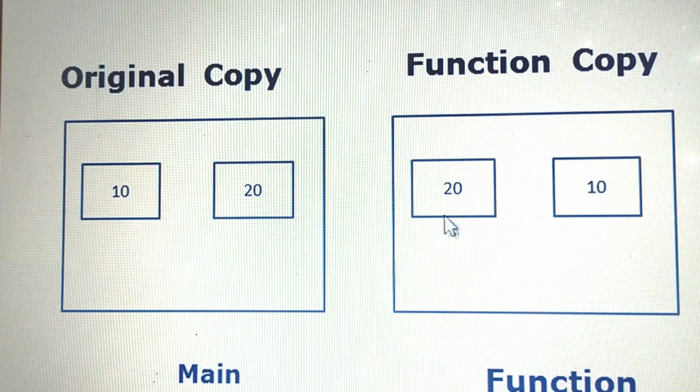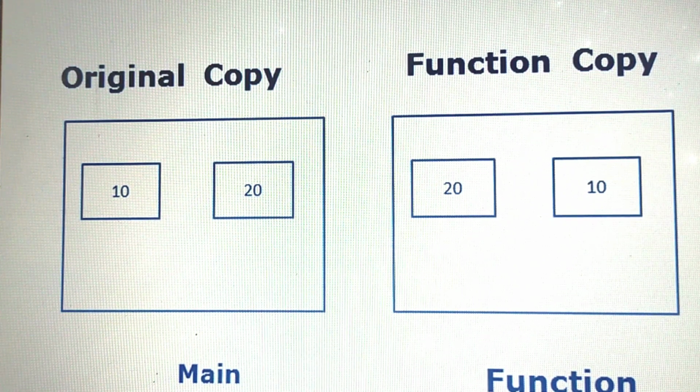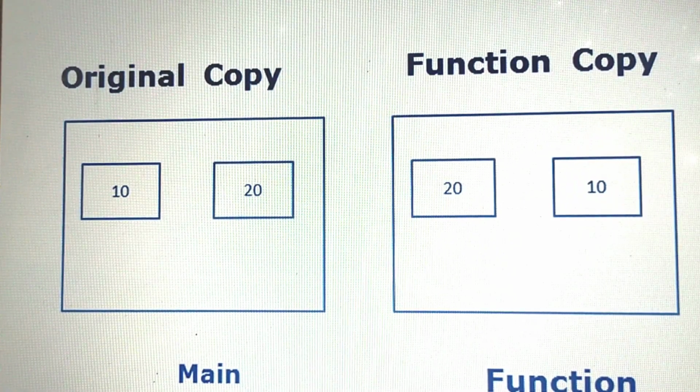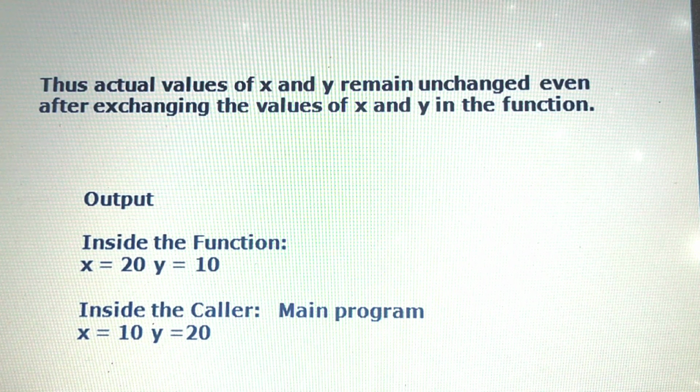But whatever changes we have done here would not reflect in the original. The main is separate, the function is separate. Okay, that is the drawback of call by value. Now, how does call by value work in the functions? After the execution of the program, what result did we get on the screen?